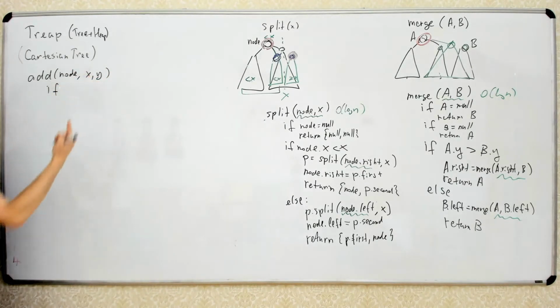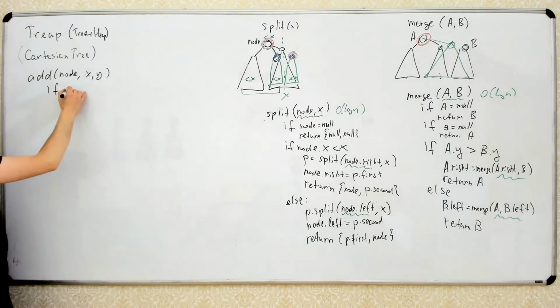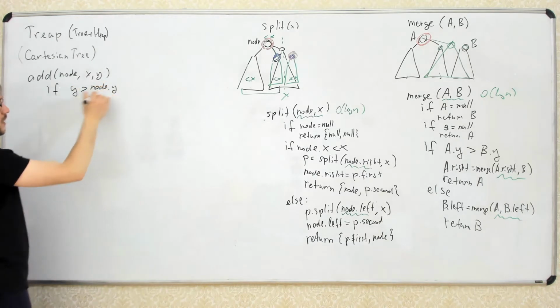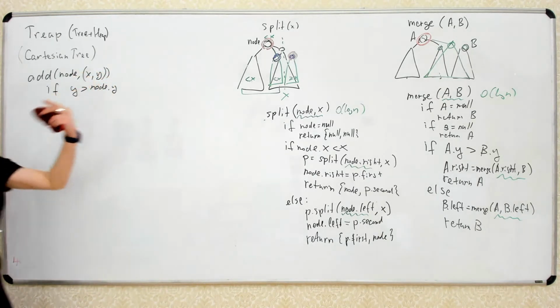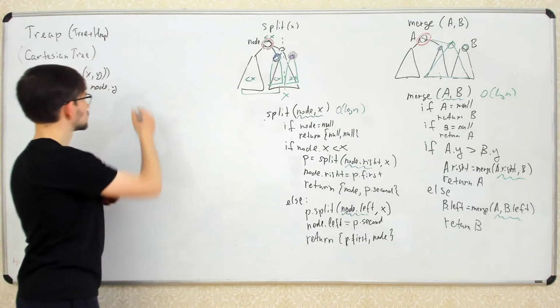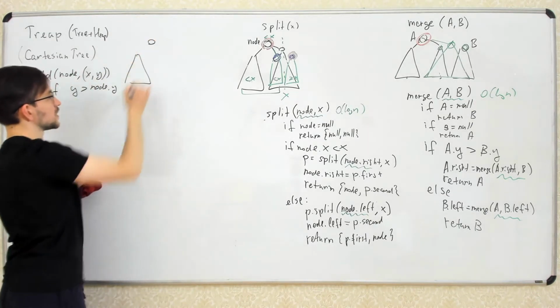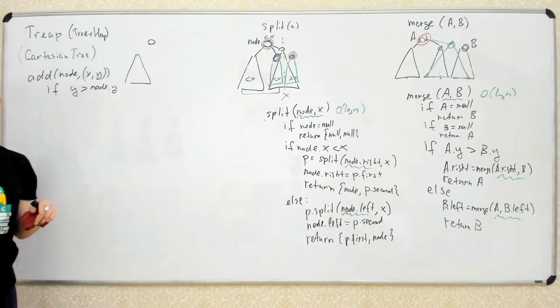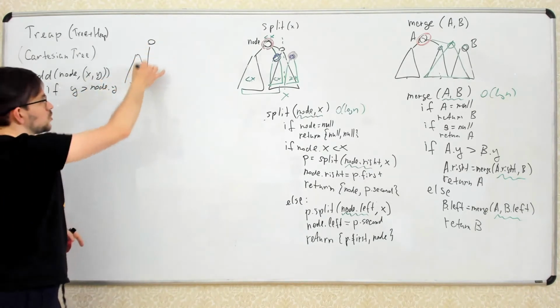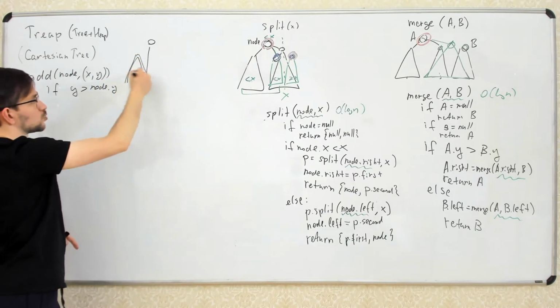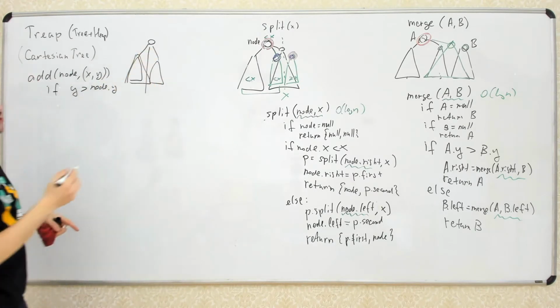I need to generate this y before I start this recursion. So let's say if this y is bigger than node y, then this new node is the new root of the tree. So you have this node plus this element. So this element is the new root of the tree. So how to add this new root to your tree? You just split your tree into 2 parts and put them as the children of your node.